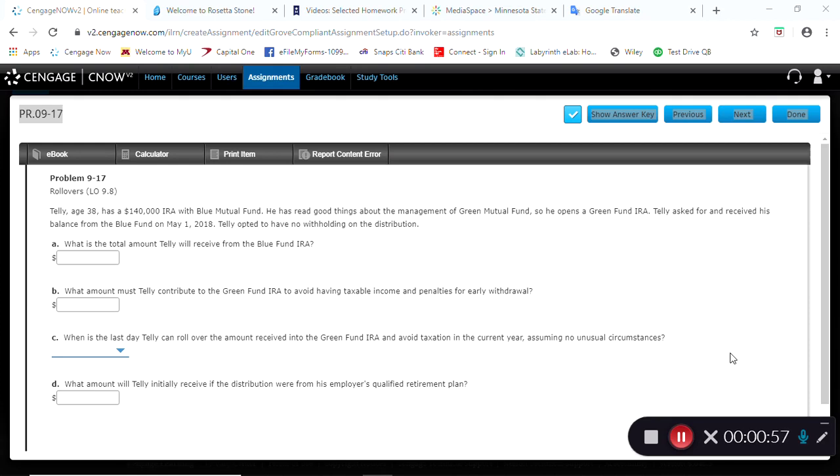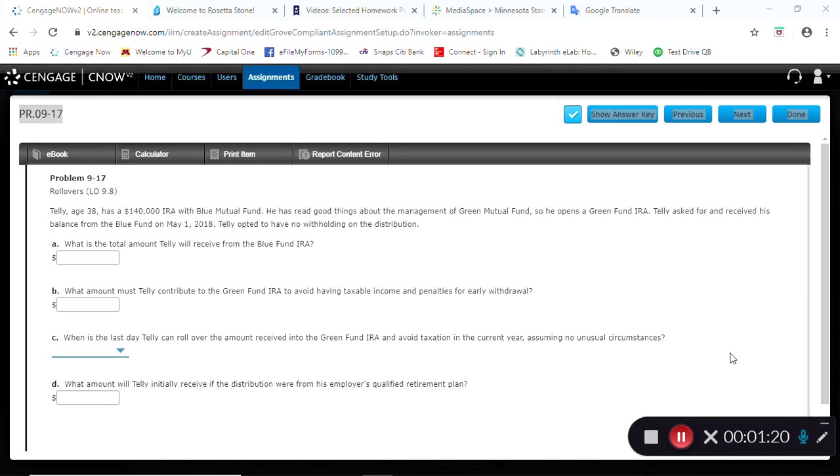Okay, the one problem that I want to cover for chapter 9 is problem 17. And I'm doing the problem that's in the book, and then the problem that you're going to do just has different numbers in it. This problem is very simple, but I like to always do at least one or two problems with you for every chapter.